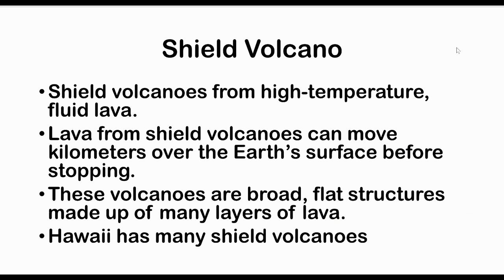Shield volcanoes form from high temperature fluid lava. Lava from shield volcanoes can move kilometers over the Earth's surface before stopping because at such high temperature, it flows very well. It's very fluid, very runny. And so as it spills over the top, it'll just form a thin layer and it's going to flow very far distances. And so that means these volcanoes are broad, flat structures made up of many layers. And Hawaii has many shield volcanoes.